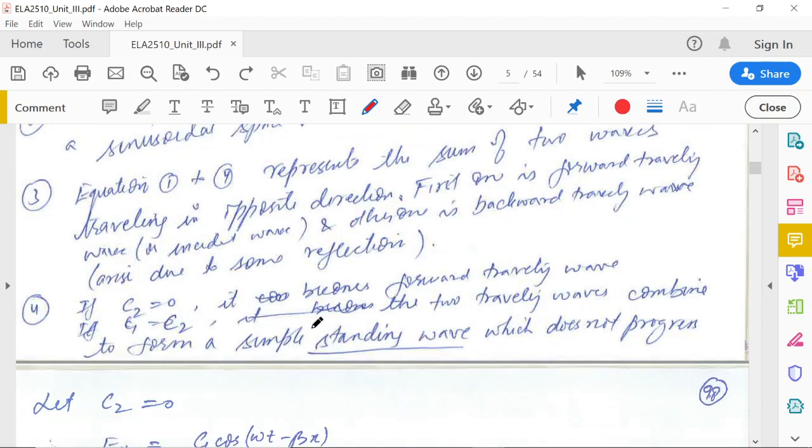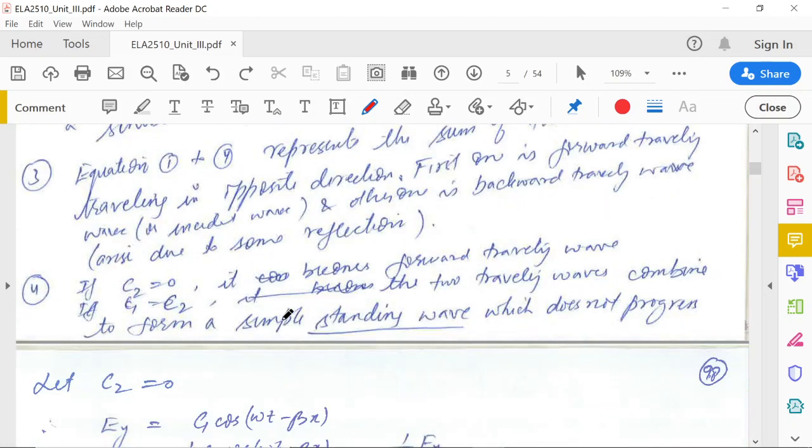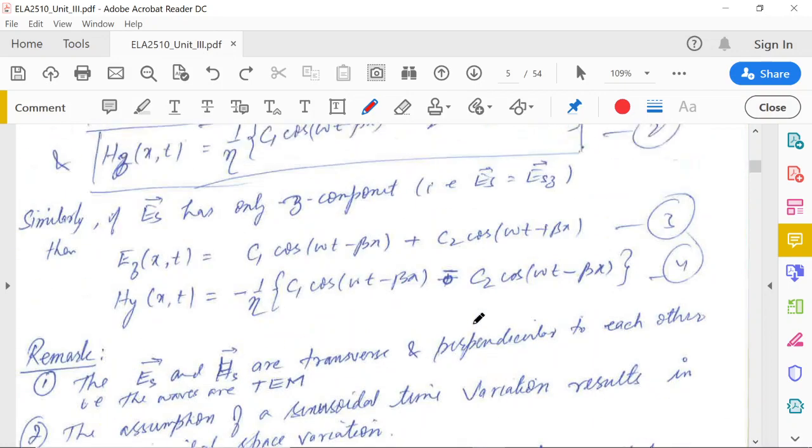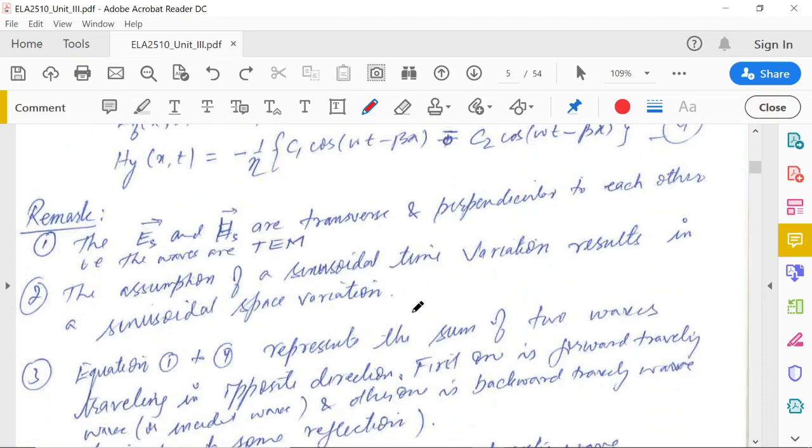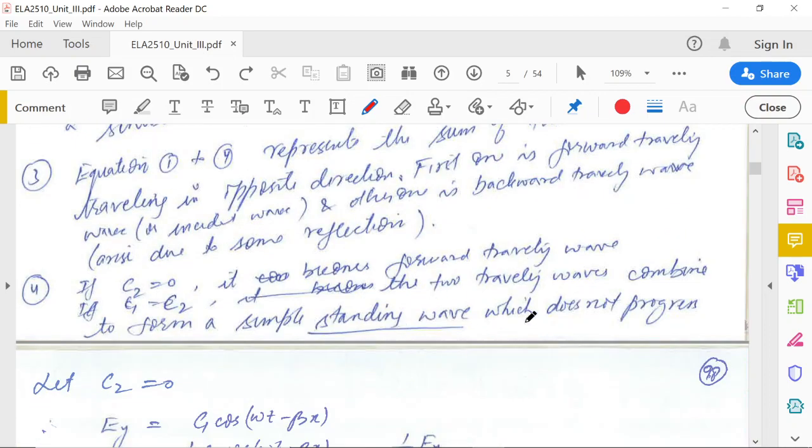And if C1 equals C2, then the two traveling waves combine to form a simple standing wave, which does not progress. They exactly cancel out each other. We will see the standing wave later in the classes, and we will have a whole lecture on standing waves. Right now, just focus on C2 equals 0.